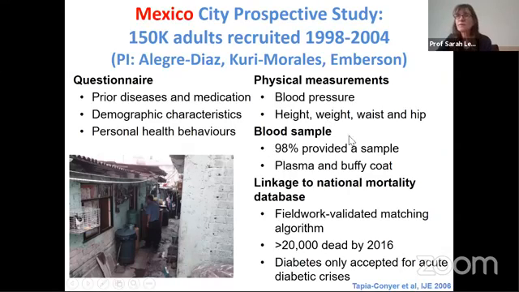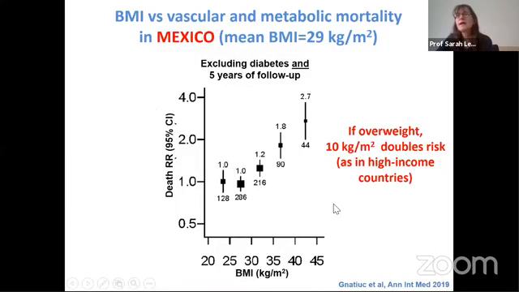Questionnaire, physical measurements, a blood sample was taken, and linkage to a national mortality database. And here, again, after very careful analysis of the data in Mexico, where diabetes is so incredibly prevalent and quite poorly controlled, meaning that before people die they've tended to lose weight, so excluding people with diabetes and early follow-up, again they see that for every 10 units of BMI there's an approximate doubling in risk, maybe slightly weaker, as we'd seen in high-income countries.